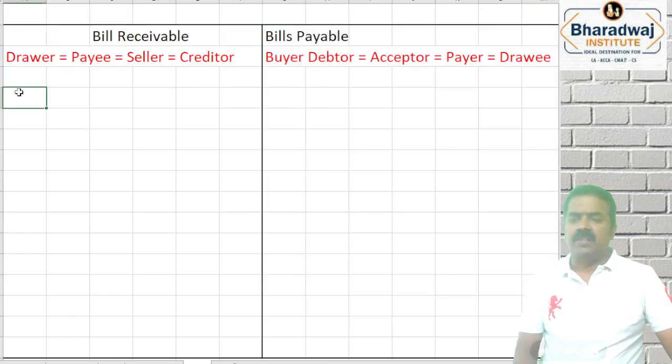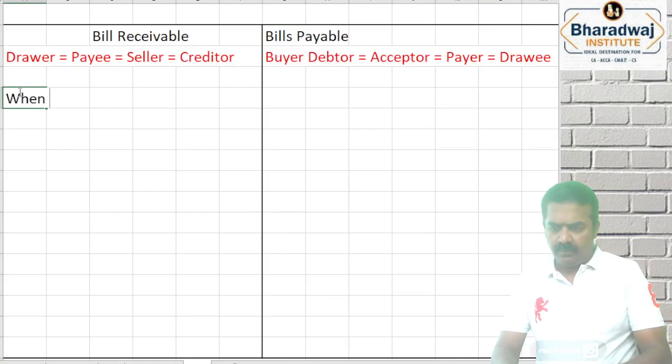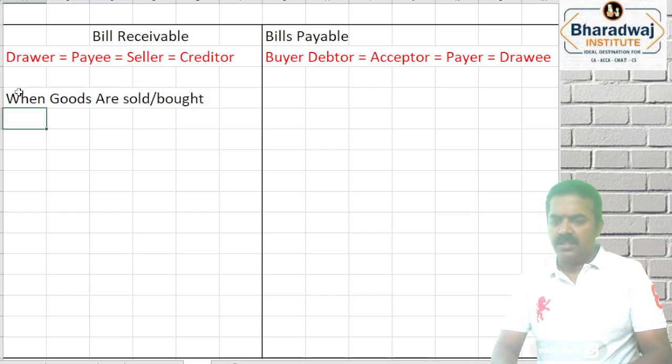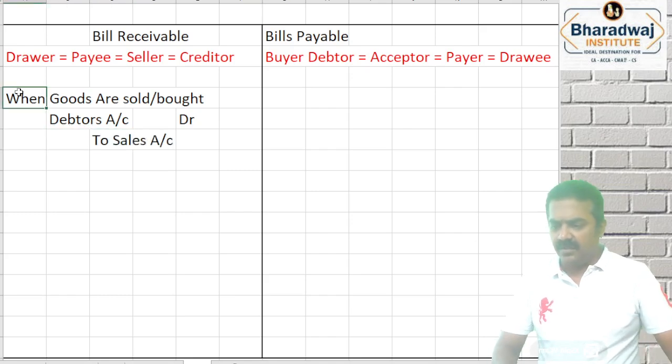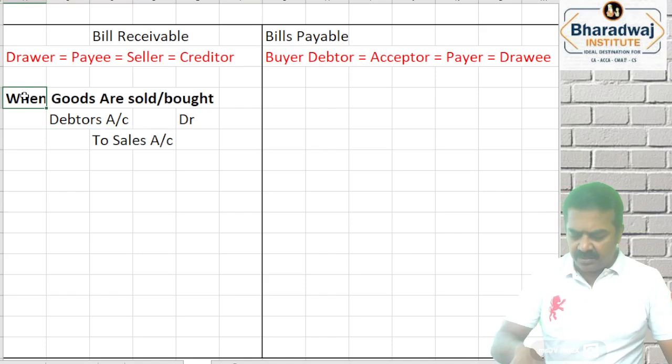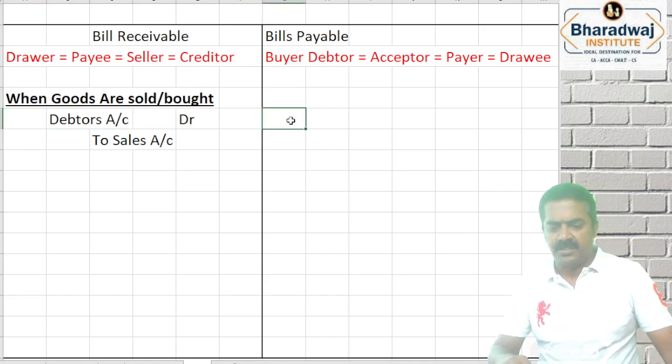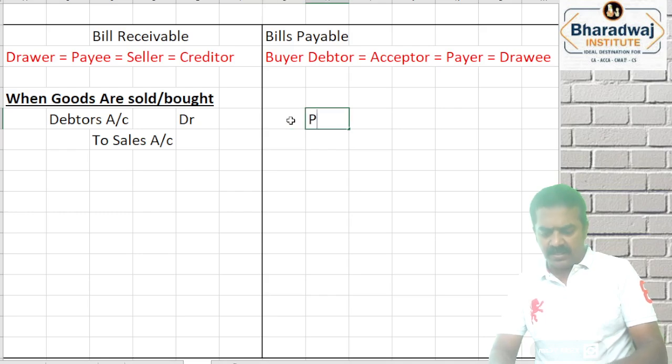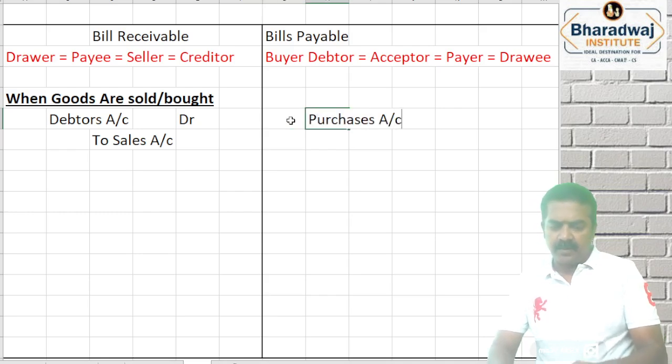What is the journal entry we'll pass when goods are sold and bought? Debtors account, debit to which account? Sales account. If it is a credit sales, there is no need of a bill. Cash sales, there is no need of a bill of exchange. Another person purchases. What is the entry he'll pass? Purchases account, debtor to which account? Creditors account.